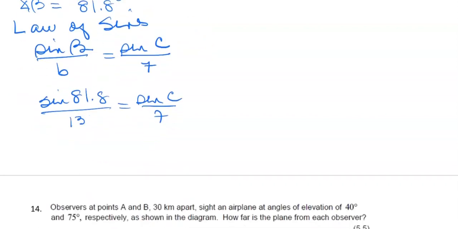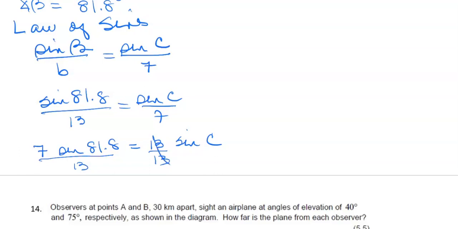Do nothing with your calculator yet. I'm going to now set up my equation. So 7 times the sine of 81.8 equals 13 times the sine of c. Divide both sides by 13, and that's going to get you the sine of c. I don't want the sine of c. I want c. So I'm going to make this a little smaller. Oops, that didn't really work. Okay, so I'm just going to continue over here.